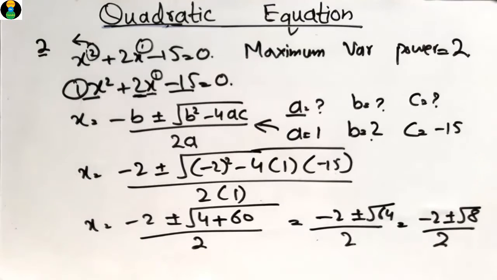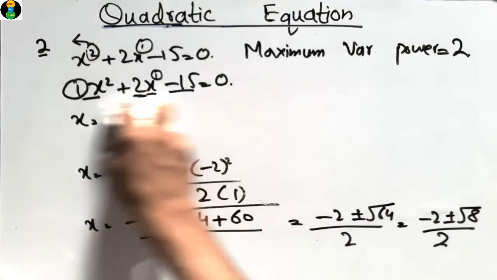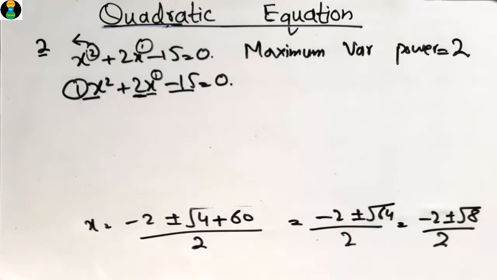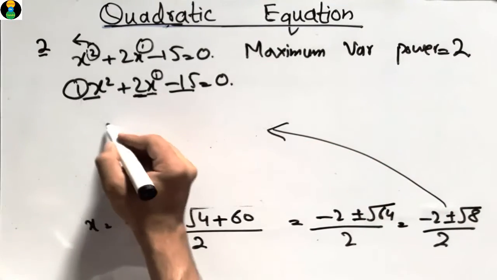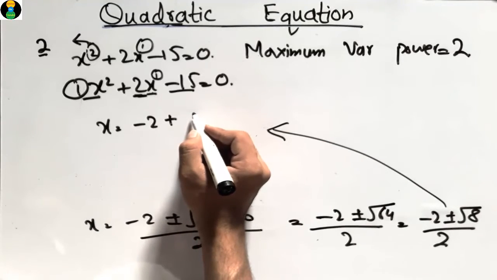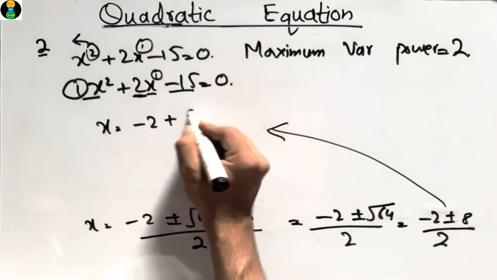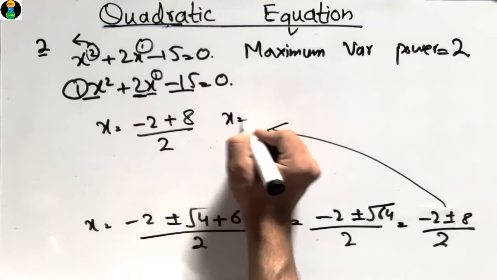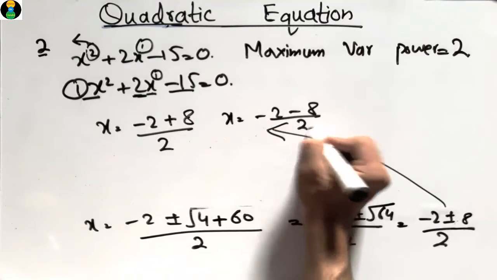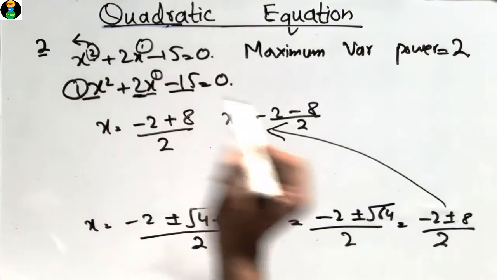Now this equation can be simplified as x is equal to minus 2 plus, the square root value is 8 here. So x is equal to minus 2 plus 8 divided by 2, and x is equal to minus 2 minus 8 divided by 2. There are two values of x now, because the power is 2, so there will be two values.